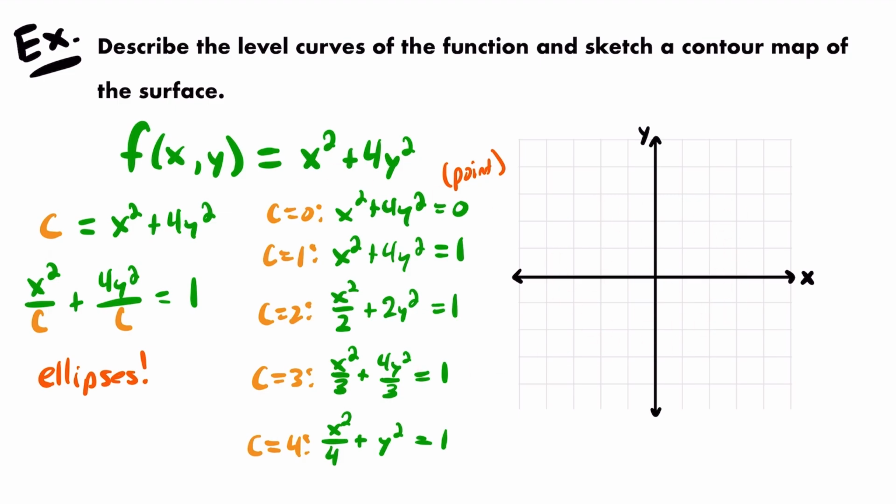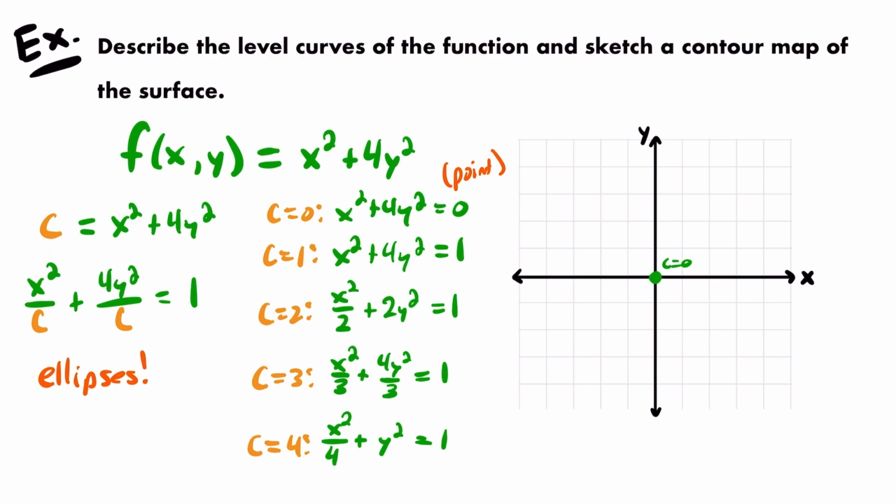Starting with the level curve for c equals 0, we already talked about this. It just represents a point. So this is really easy. I'm just going to plot a point at the origin. That's all it is. When x and y are 0, this equation is true. You'll get 0 is equal to 0. So we plot that point, and that will be the level curve for c equals 0. But then let's move on to c equals 1. We have x squared plus 4y squared equals 1. Now this is where you have to remember how to graph ellipses.